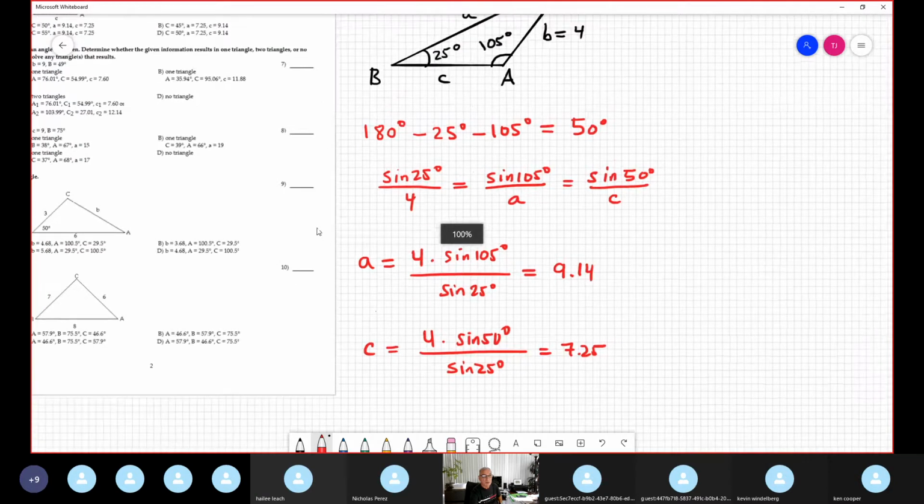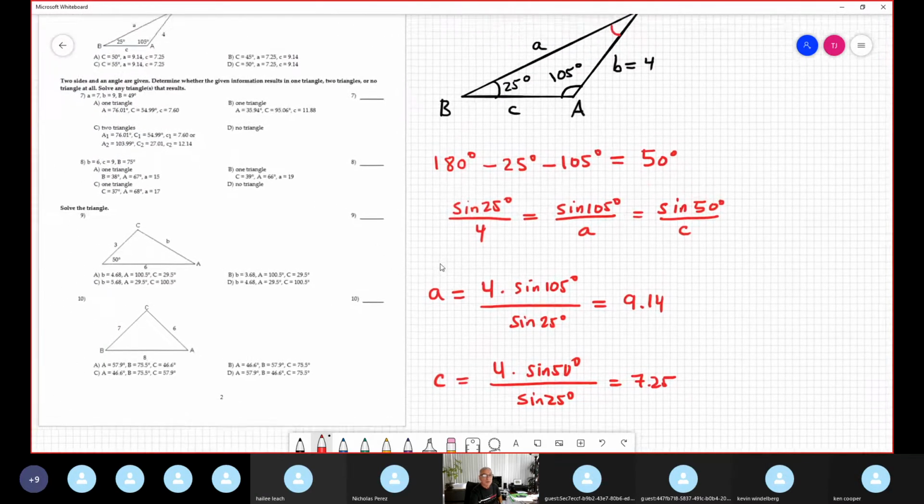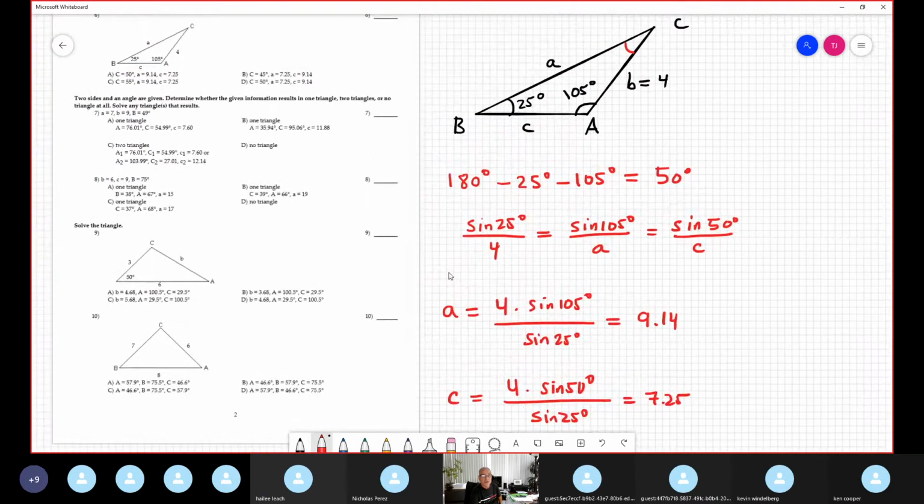Okay, this is the moment now, selection. What's the best option? The angle is 50, A is 9, and C is 7. It's A again. Boom. End of story.